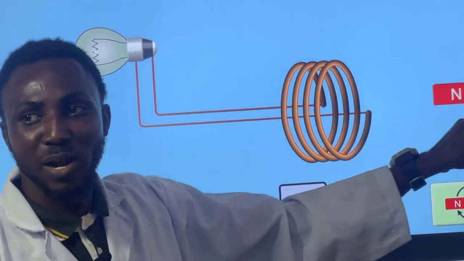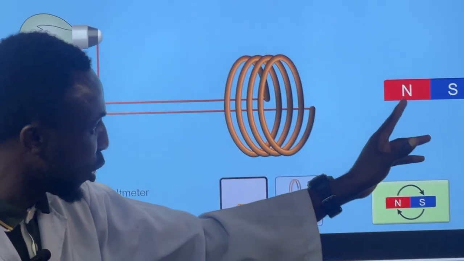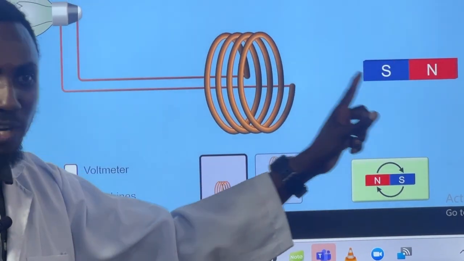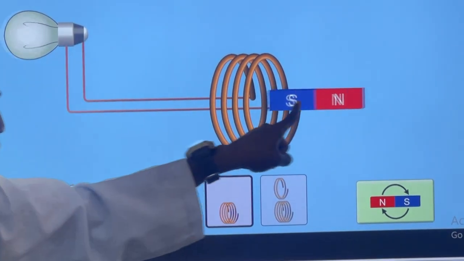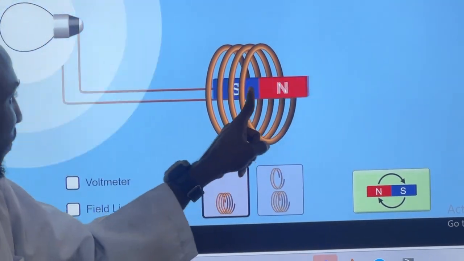If I change the polarity of the magnet, there is also production of what? Electric current. Look at it, you can see there is north pole, south pole. Let's change the polarity. You can see there is south pole very close to the coil now. If you move it close again, you can see.